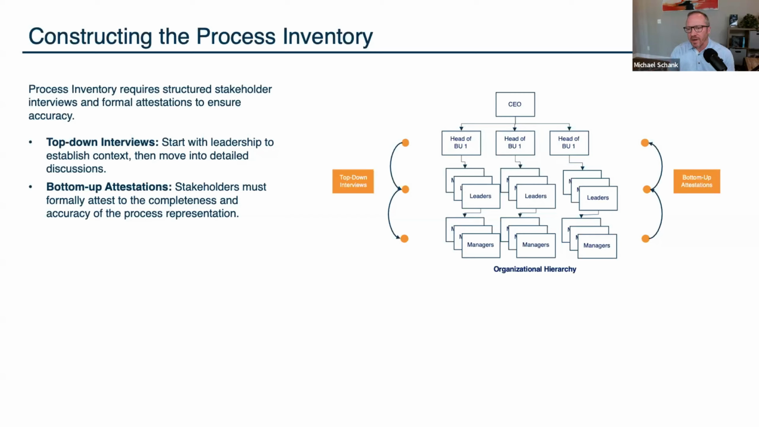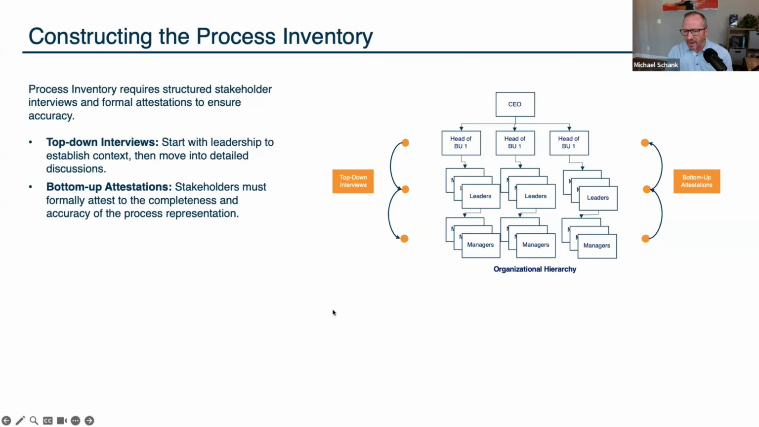I'm a big believer in attestations, and you do that bottom up. Do you agree that this is accurate and complete? Get a formal email or some electronic attestation that says, yes, this is good. You go to their leadership: do you agree with the structure, accurate and complete? Yes, I get an attestation. I keep going up. Now everyone's joining hands and saying, okay, this is the truth about what this organization does from a process perspective. And now you could use that as a foundation.